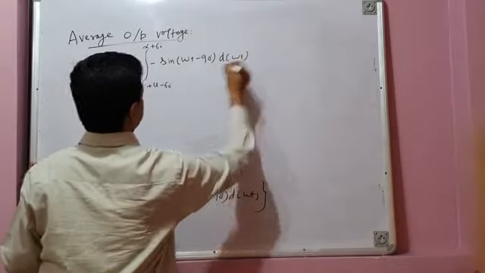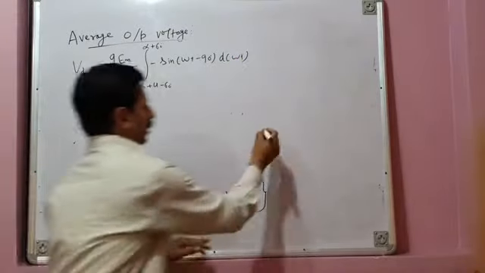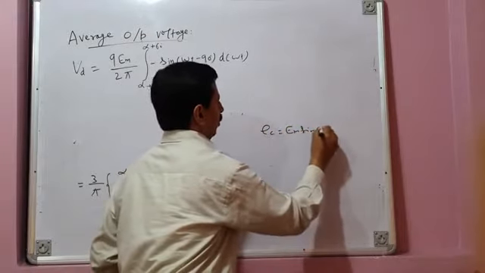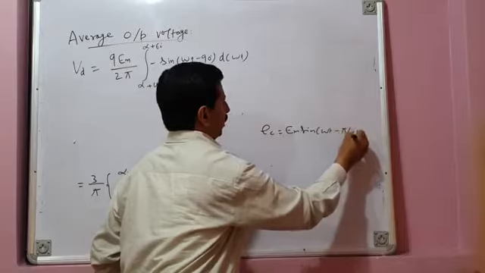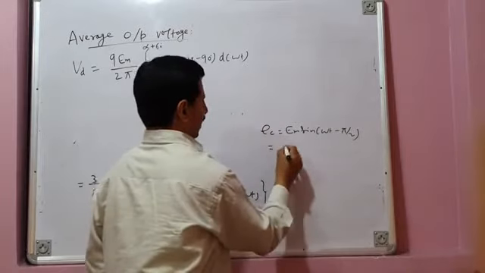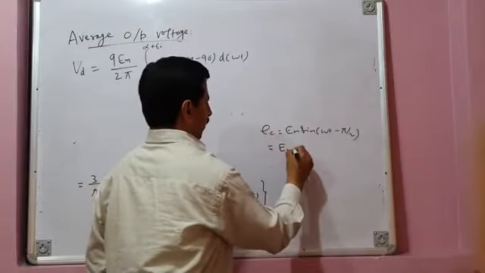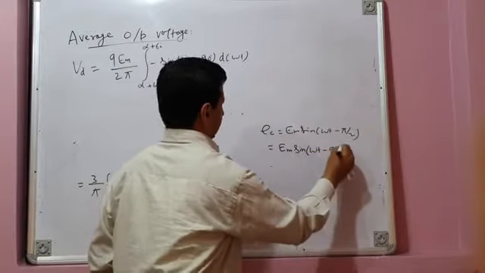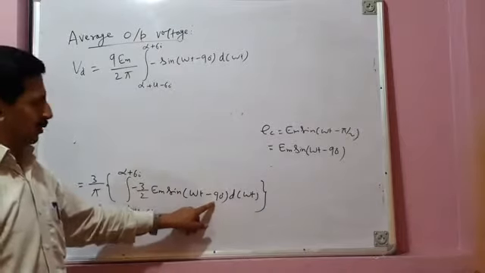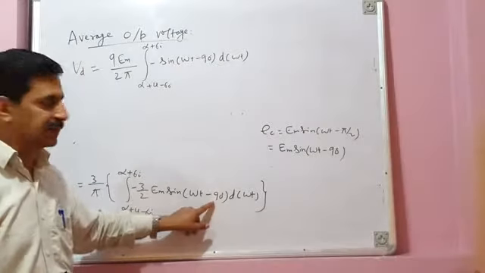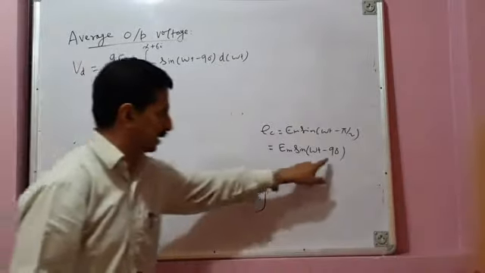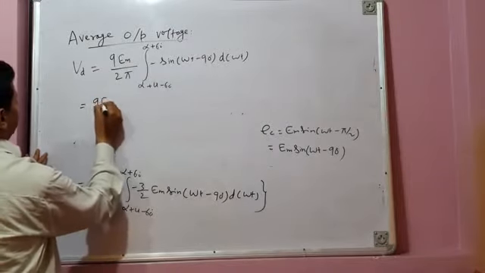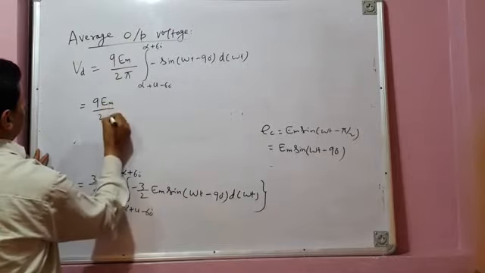Just check it. If you remember, EC is equal to EM sine of omega t minus pi by 2. You can find it from the phasor diagram. We have already got it from the phasor diagram. So this is EM sine of omega t minus 90 degrees. That's what I have written here. So by mistake earlier I had written 60 degrees, but it is not 60, it is minus 90 degrees, minus pi by 2. Okay, anyway, so this is 9 EM by 2 pi.